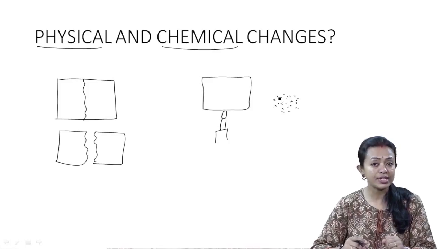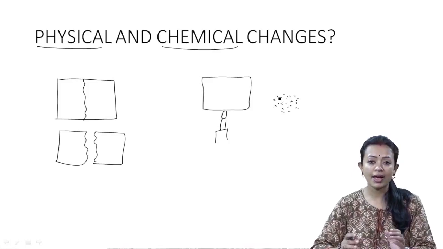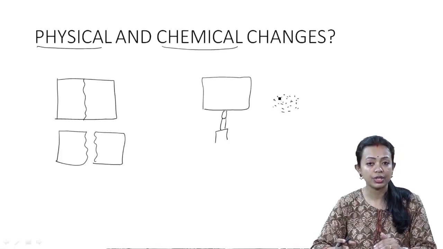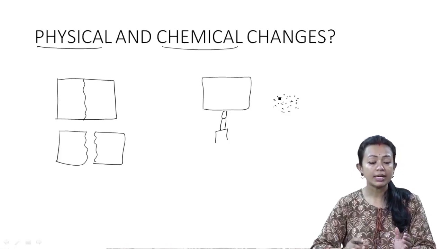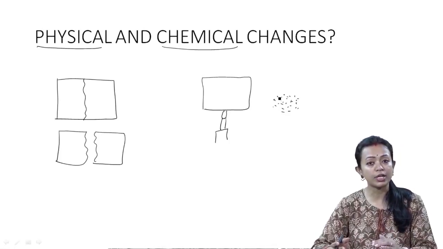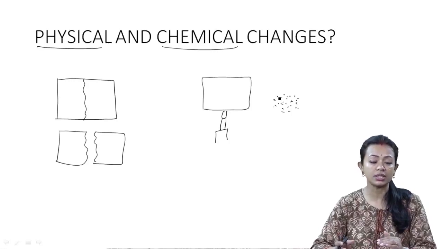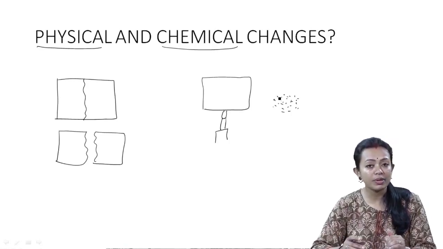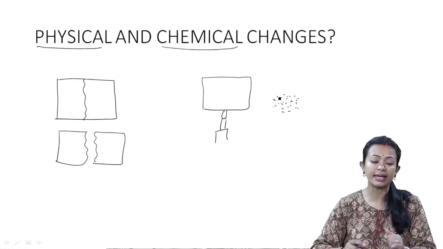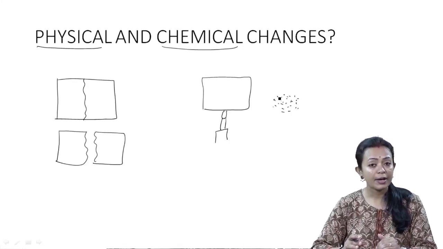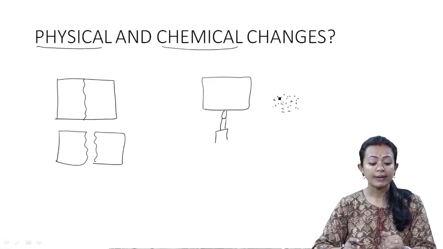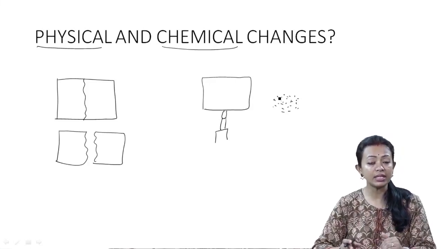Let me take another example. Suppose you have a glass of milk which has been converted into curd. This is a chemical change because milk has completely transformed into a new substance which is curd, and curd cannot be reversed back into milk again. So I hope this is clear to you, the difference between physical and chemical changes.